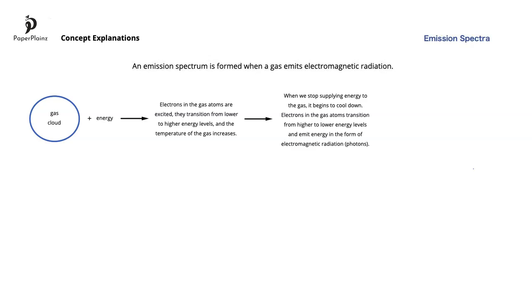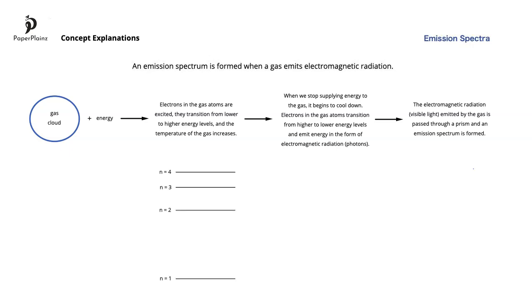Now, for the purpose of our example here, we'll assume that this radiation falls into the visible light section of the electromagnetic spectrum. In the final step of this experiment, the radiation that is emitted by the gas cloud is passed through a prism that separates the radiation into different wavelengths, so as a result, an emission spectrum is formed. In a moment, we'll see how this spectrum looks when the light emerging from the prism is projected onto a dark background, but first we'll discuss in terms of energy level transitions what exactly happens as the gas is cooling down.